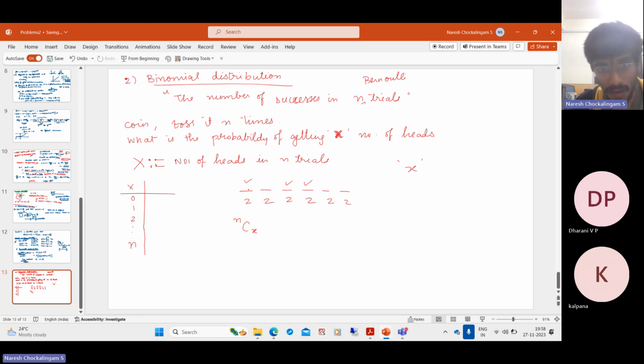Once you select them, all of them need to get a success. So let us call p the probability of success, the probability of head in a single trial. It can be a biased coin, so it is just p. And 1 minus p is the probability of tail in a given trial. So if this we call success and this we call failure, then once you select X number of blanks out of the n, and in X of these you need to get success, what is the probability of success?